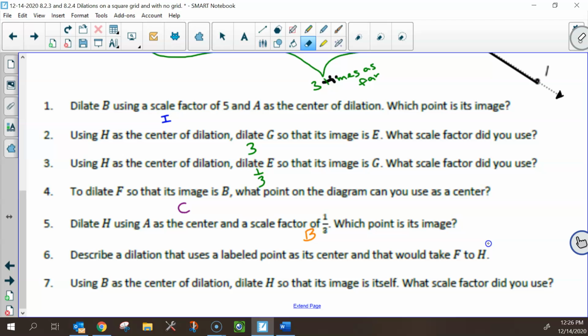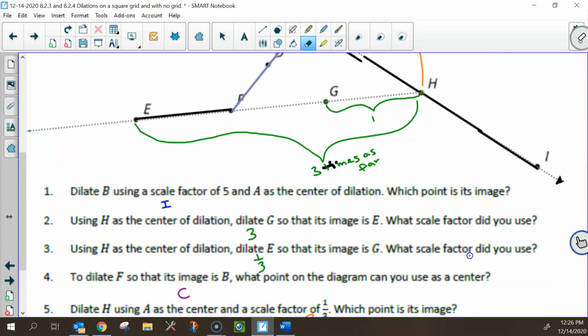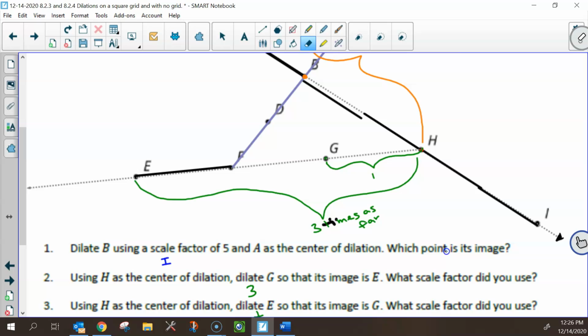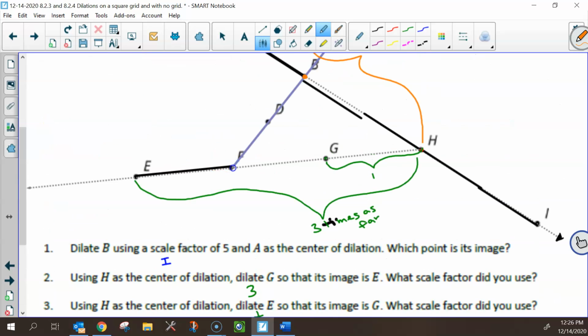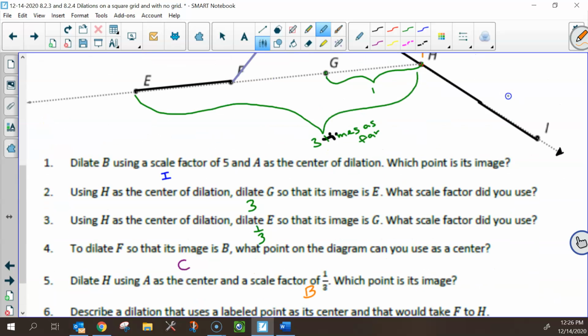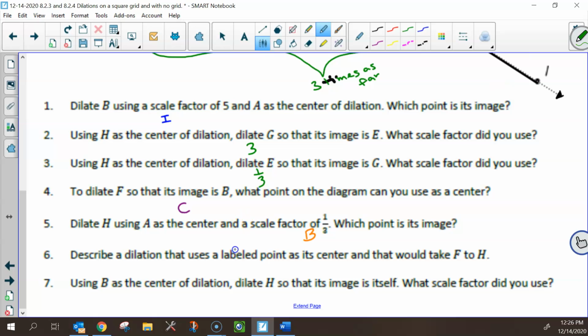Describe a dilation that uses a labeled point as its center that would take F to H. So again, we're asking for that center. What would take F to H? And then notice we've already made some connections here. F and H are on the same line, if I extend that line, as E and G. So you have choices here. Is G going to be the center of dilation when they're on opposite sides? Or is it probably going to be E that's the center? Because E is going to have F, and then it's going to grow further away to H. So the center would be E.